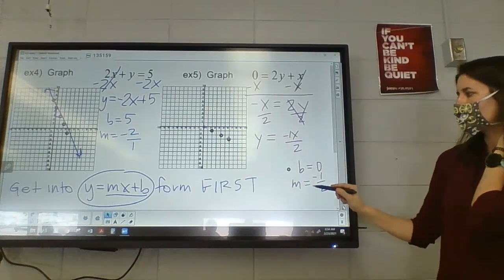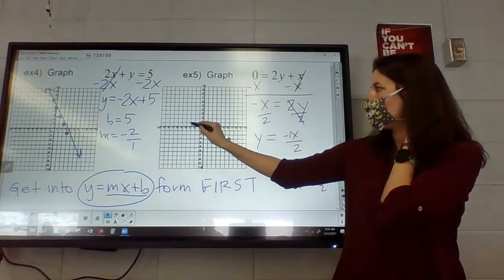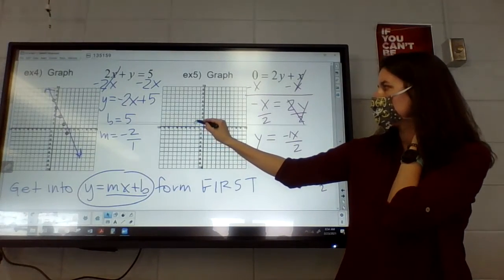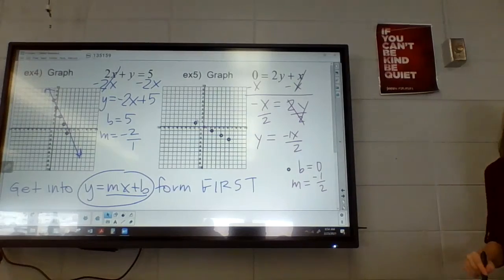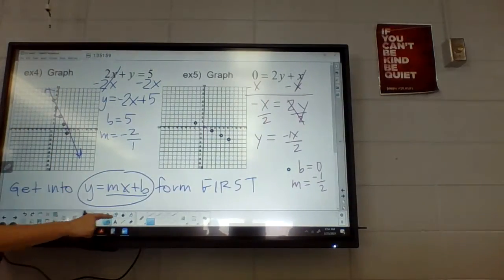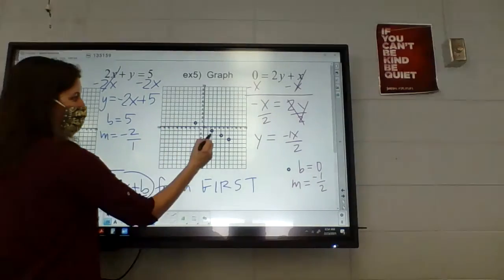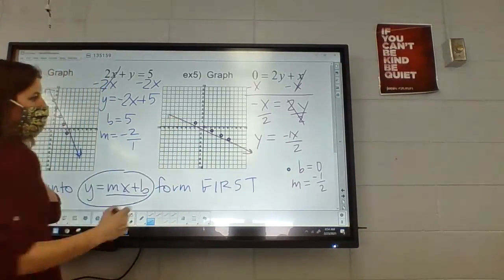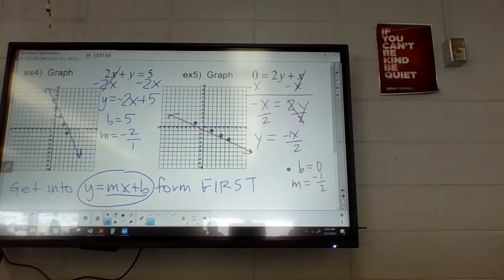And I can also reverse it. I can go up 1, back 2 as well. I'm not doing a good job connecting the dots, but you pretend.